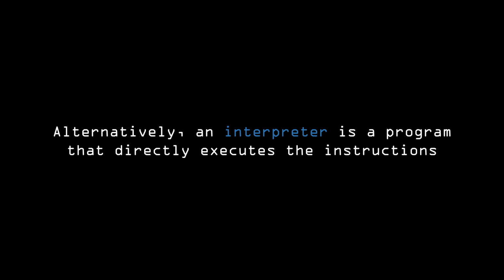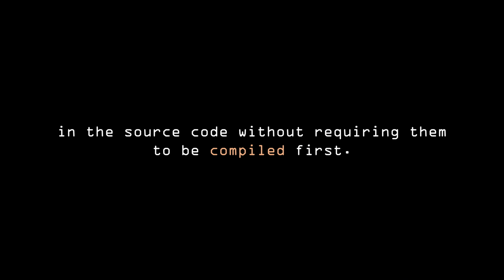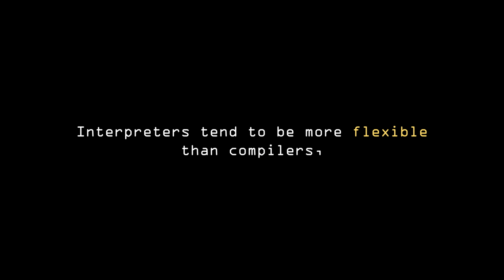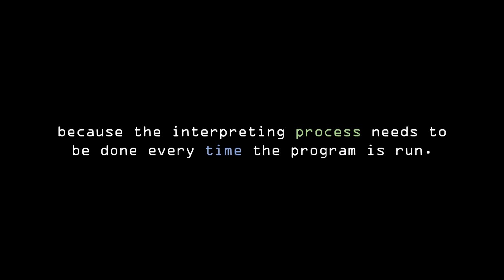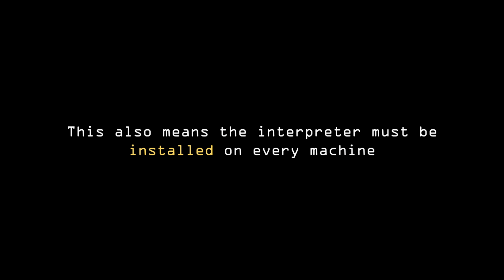Alternatively, an interpreter is a program that directly executes the instructions in the source code without requiring them to be compiled first. Interpreters tend to be more flexible than compilers, but are less efficient when running programs because the interpreting process needs to be done every time the program is run. This also means the interpreter must be installed on every machine where an interpreted program will be run.